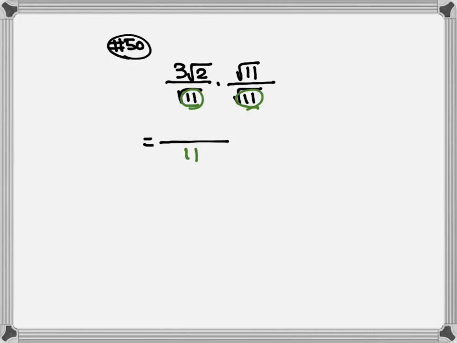So 11 goes out, no more square roots. On the top, you have 3 outside, so 3 stays outside. Next, you look inside the square root, you have 2 and 11. There's no pair, so multiply the two numbers together, so it gives you 22. Then that's it. That's the answer.